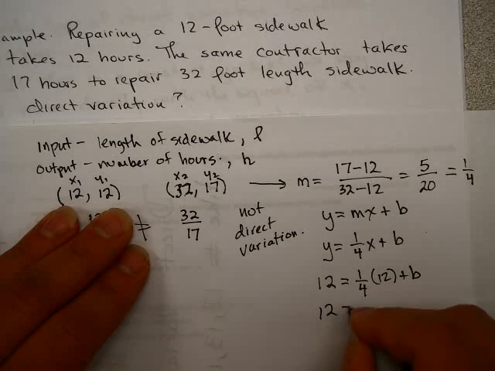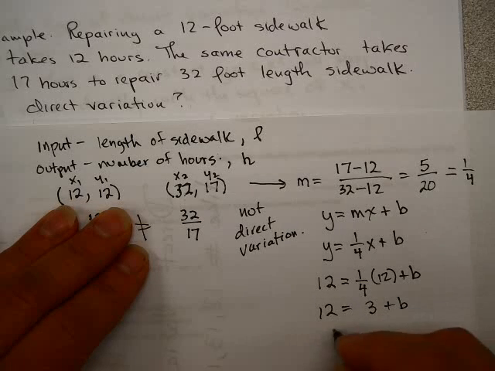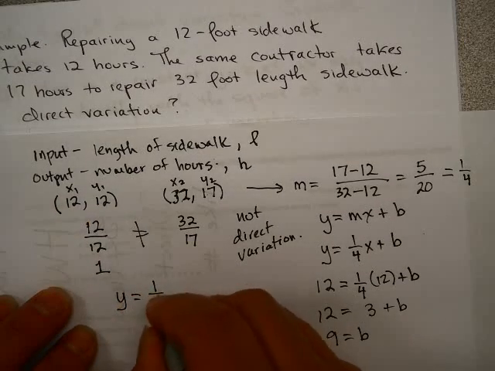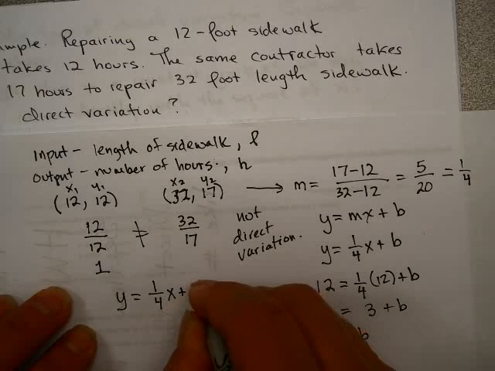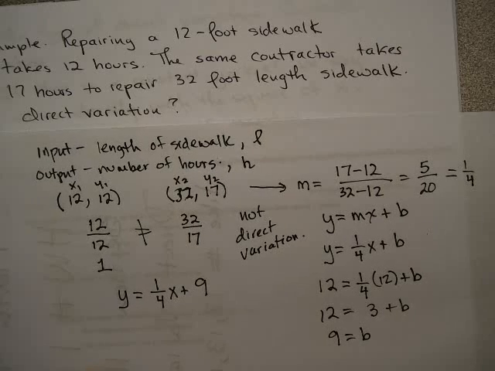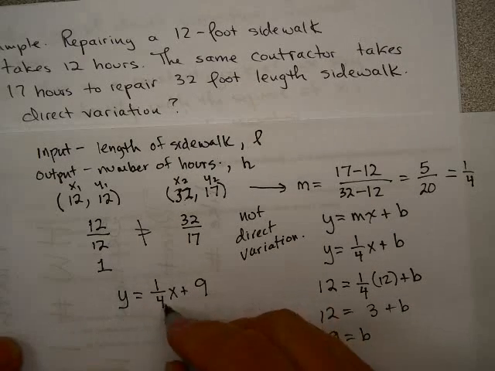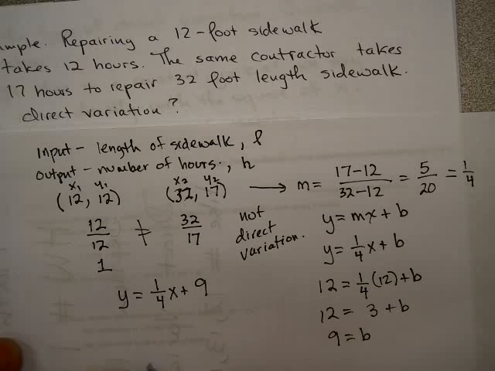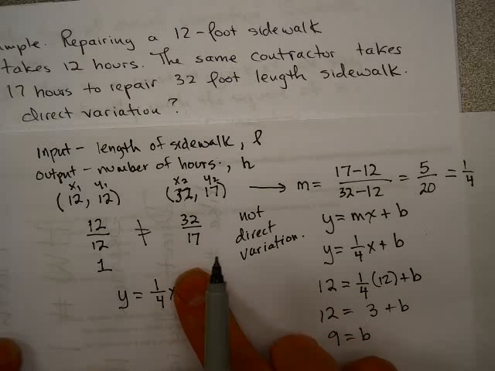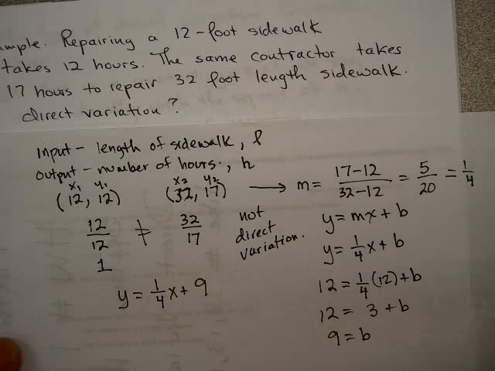And this is going to give me 12 equals 1/4 times 12 is 3 plus b, so b equals 9. So my final equation relating these 2 points is 1/4 x plus 9. And you could check that and see that that actually does work as a relationship for this. But this is not direct variation because of this plus 9 here. Notice that this has this 1/4 x plus 9, and that's not direct variation. If I had something like this, it would be direct variation.